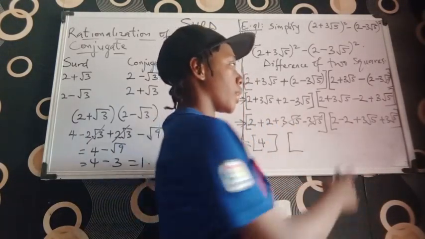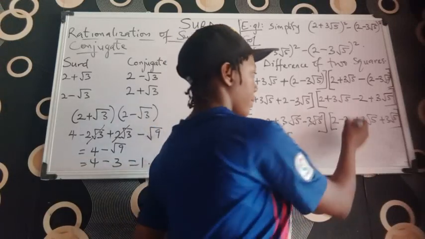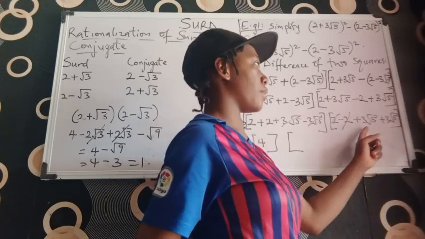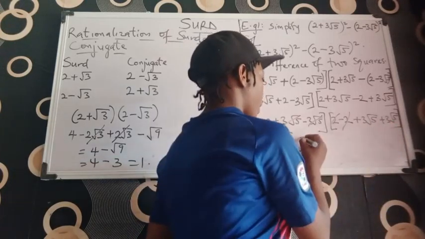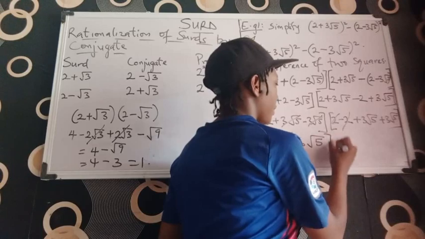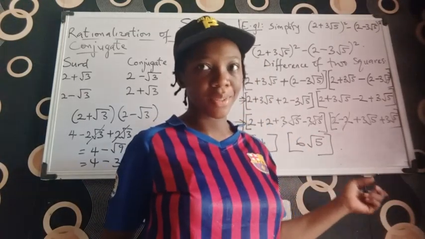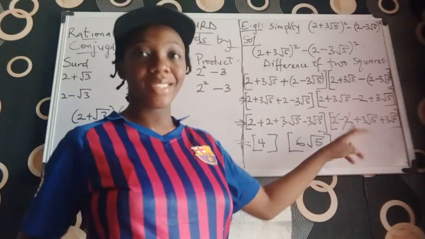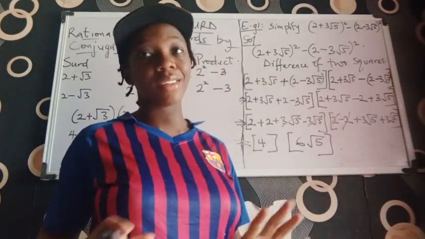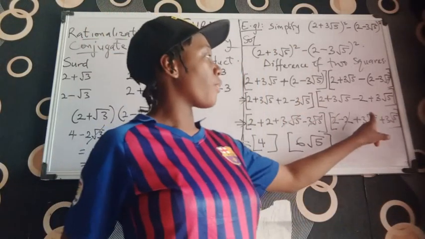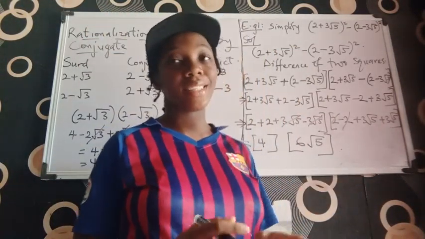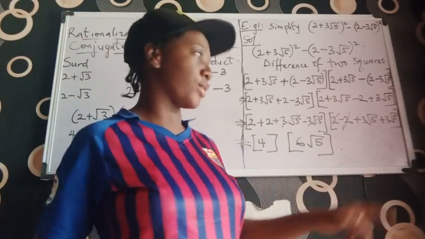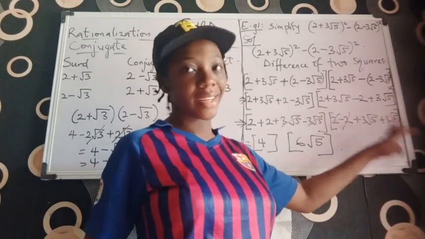Coming to this other bracket, 2 minus 2 is 0. This also goes. What we have left is 3 root 5 plus 3 root 5. That is 3 plus 3 gives us 6 root 5. You won't ask me any question about this addition because a video has been made concerning this. So just check my channel and you see all those videos. I already made a video on addition and subtraction of surds. So go there, watch it very well so that you understand what I did right here.